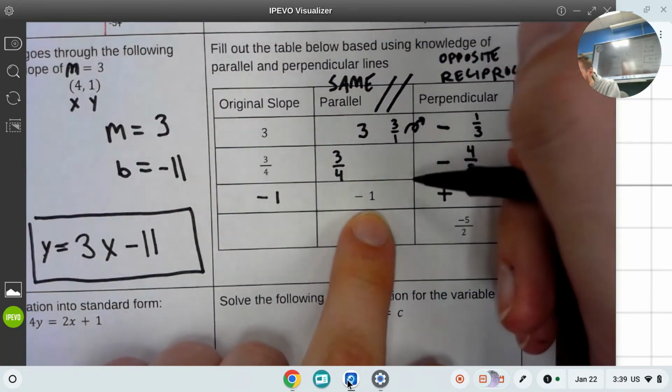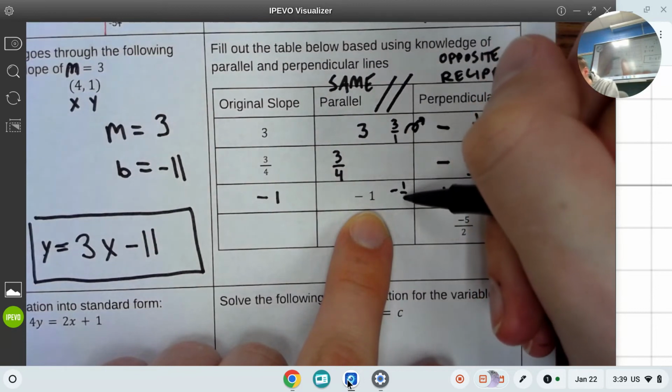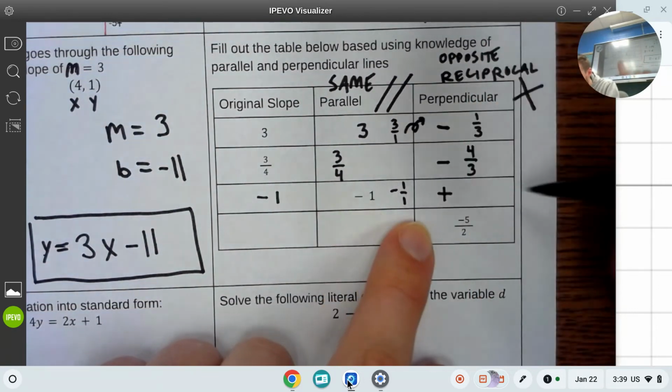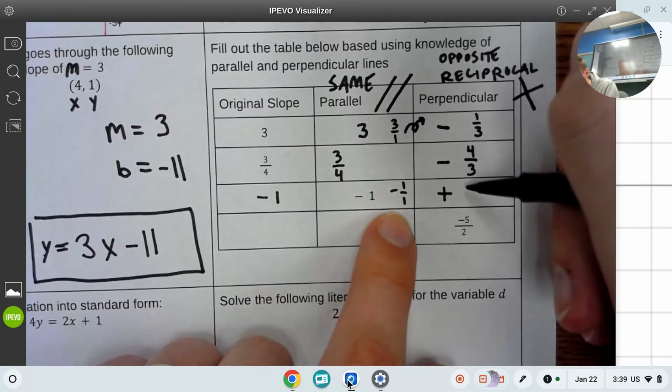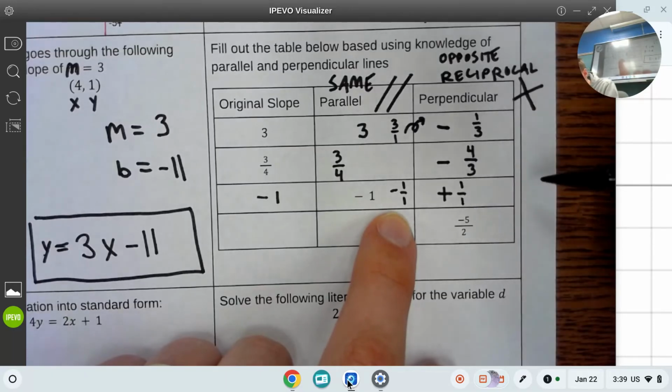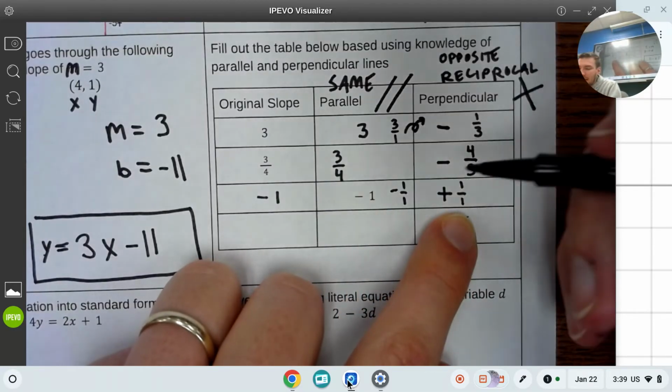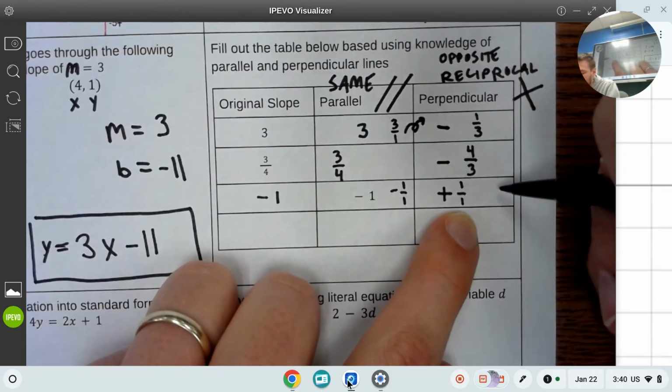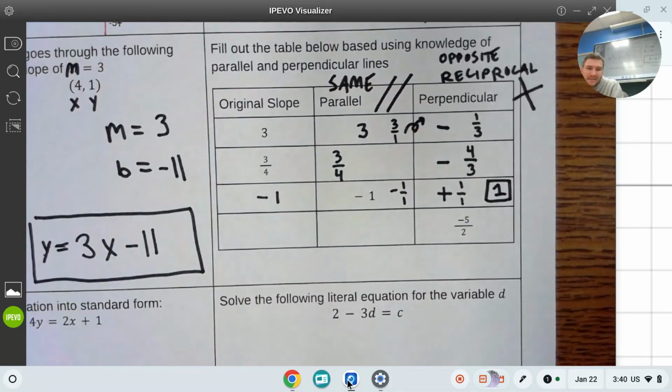Same with the negative 1. It's like negative 1 over 1. We flip that upside down, and it makes positive 1 over 1. And what's the easiest way to write positive 1 over 1? 1. Just a plain old 1, right? We don't need any of that other nonsense.